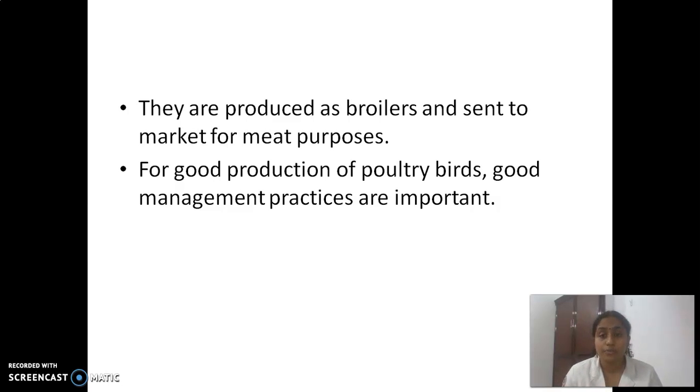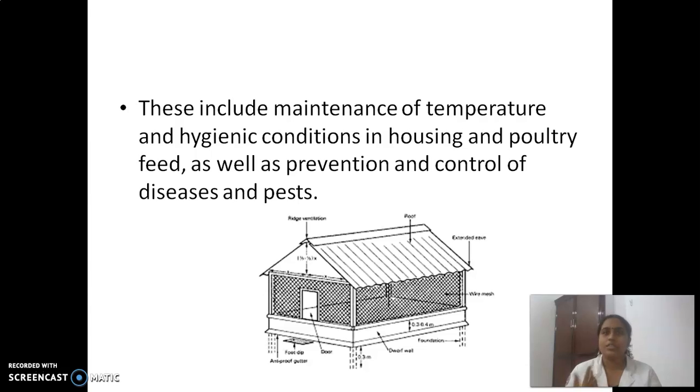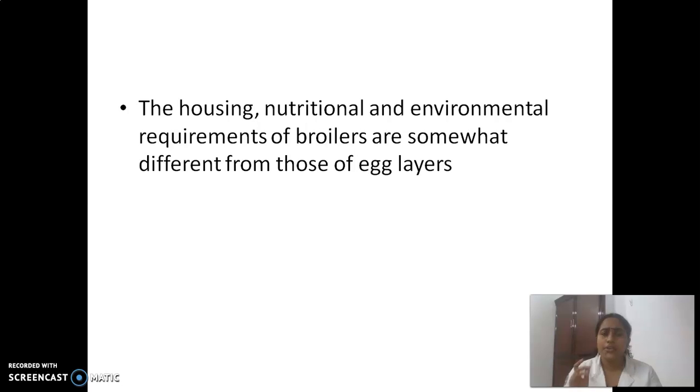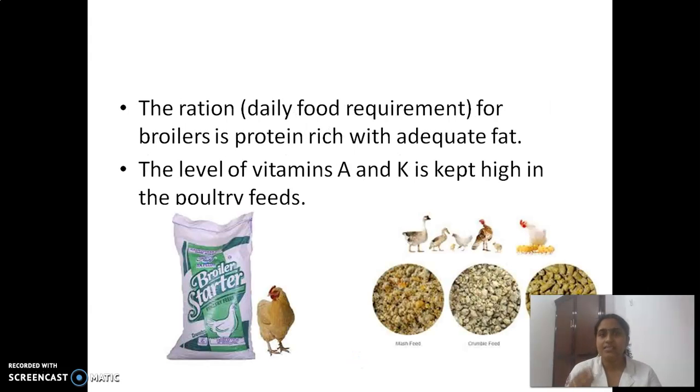They are produced as broilers and sent to market for the purpose of meat production, isn't it? So for good production of poultry bird, good management practices are very important. So these include maintenance of temperature and hygienic conditions in housing and poultry feed, as well as prevention and control of diseases and pests. The housing, nutritional and environmental requirement of broilers are somewhat different from those of egg layers. The ration, that means the daily food requirement for broilers, is protein rich with adequate fat. The level of vitamin A and vitamin K is kept high in the poultry feeds.